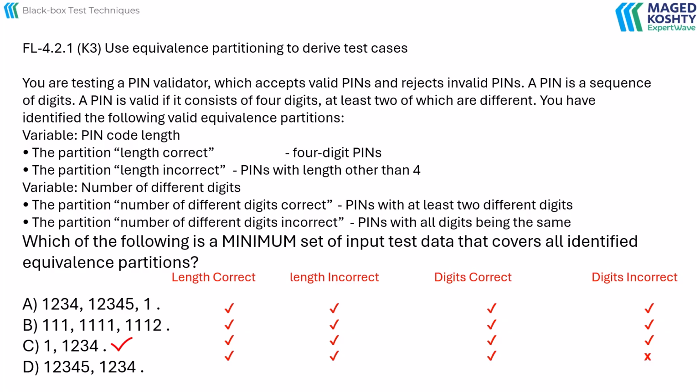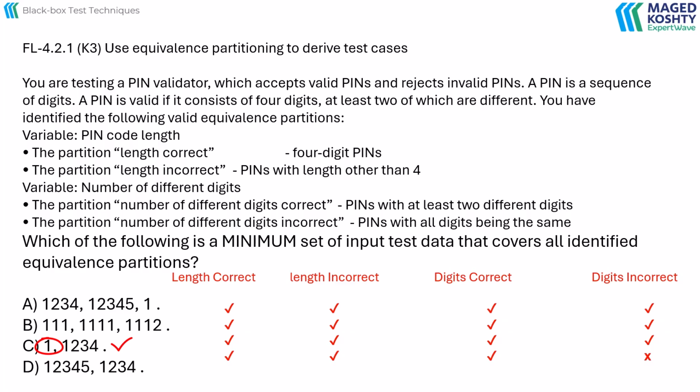Saying that, I have a problem with this question. I believe that we can create test cases by sharing valid partitions. So 1, 2, 3, 4 is okay with me as both length correct and number of different digits correct. But when I say that 1 is both length incorrect and number of different digits incorrect, it is practically not a correct test case. Creating a test case by sharing invalid partitions is not a good practice at all.